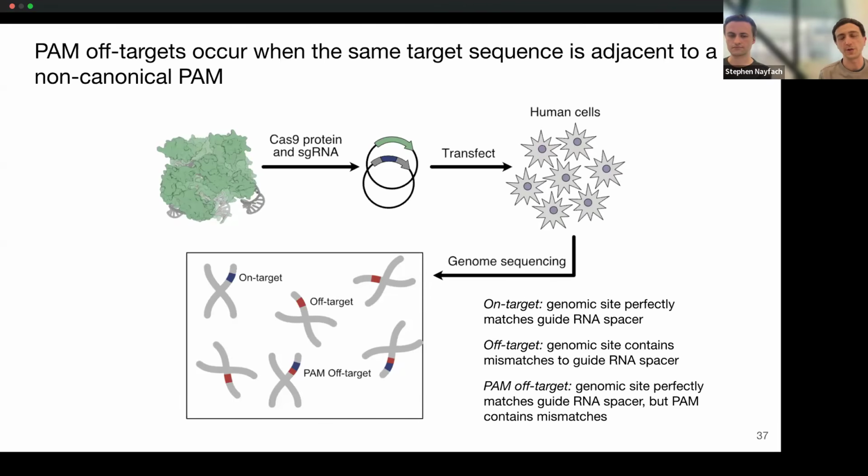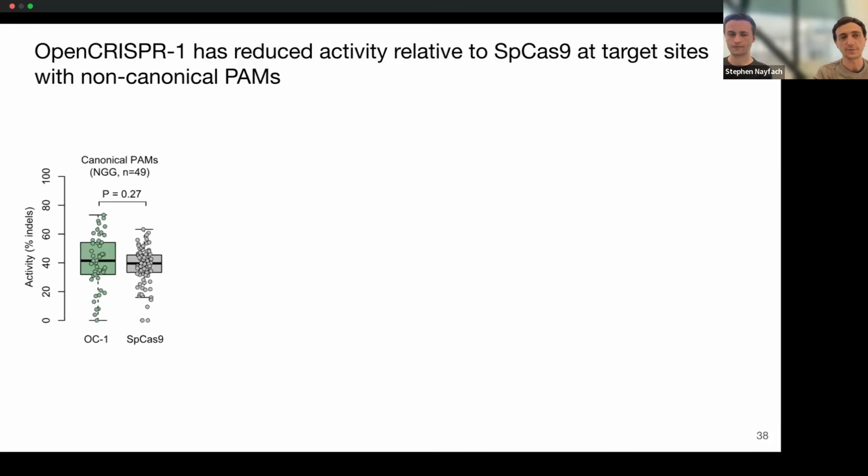And so what we wanted to do is measure activity levels at sites in the human genome where the PAM was NGG, which is the canonical PAM for SP-Cas9, and also measure the activity level at sites where the PAM is slightly different than NGG, where there's a mutation in one of those PAM positions.